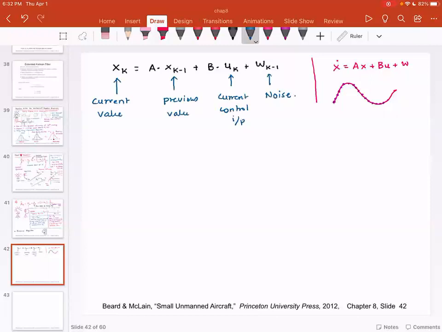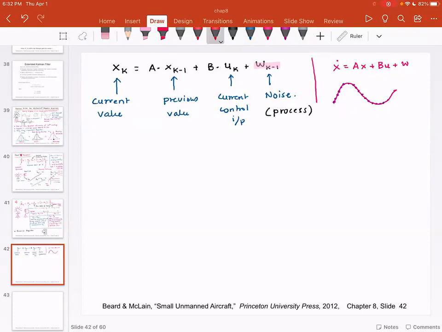Why is this noise coming into the picture? Because that is the fundamental need for the Kalman filter. If this noise had not been there, if the process noise had been 0, then maybe simple filtering would work. But this process noise makes life super complex.